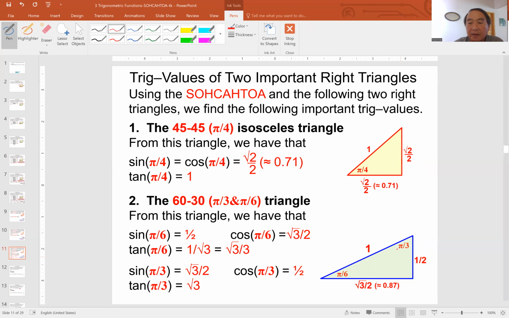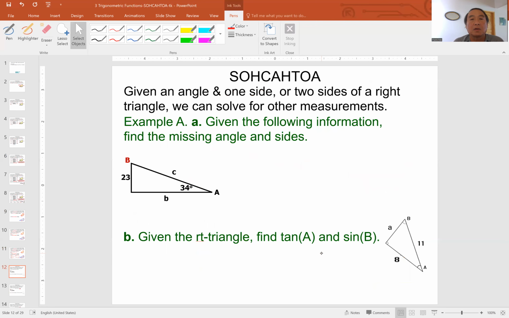In particular, if I use pi over 3, the same triangle, then I get this list of angles. We can find the trig values very easily. For the other ones, we use a calculator. So then these are calculation problems using a calculator.